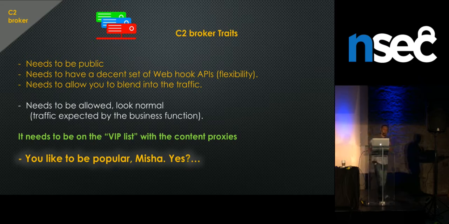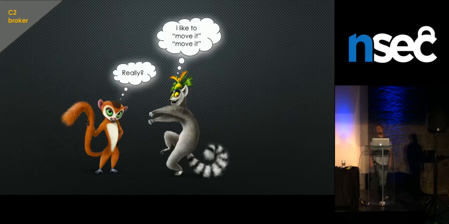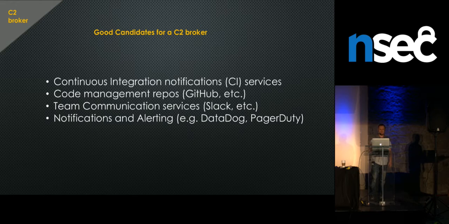In this specific case, with proxy content management in the middle, we want to be on good behavior with proxies. And obviously Misha likes to be cool, so he's going to try to do that a little bit here. Again, good candidates for a C2 broker: how about CI services? How about GitHub, Slack, and all the other ones? They're public, they're visible, they have good APIs, and so you can try, right?